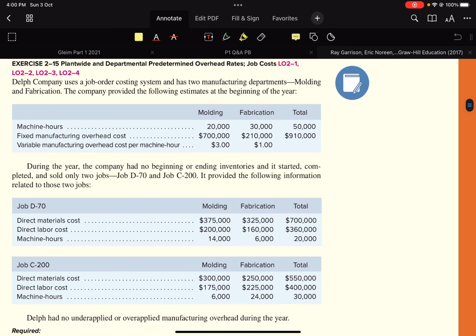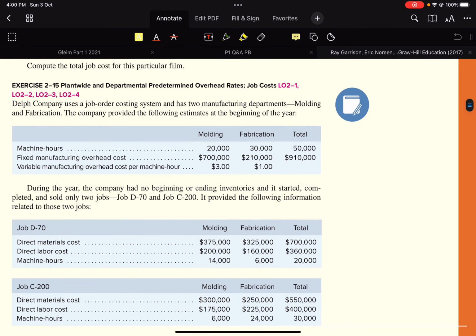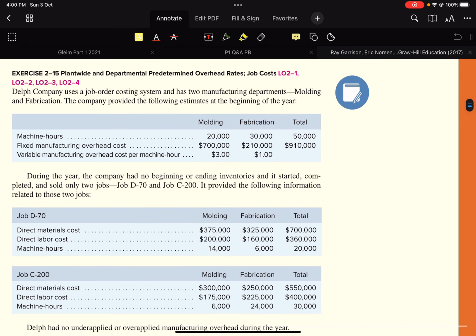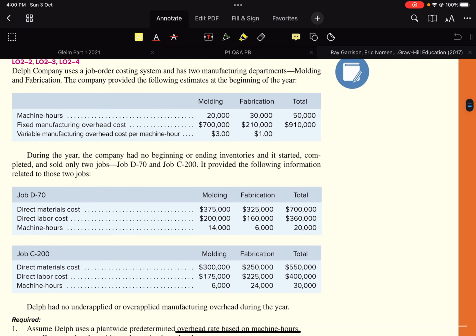Okay ji, this is exercise number 2-15. Similar topic, one we were covering earlier. So it's job order costing, exercise 2-15. Delft company uses a job order costing system. There are two departments, molding and fabrication, and the estimate at the beginning of the year is given here.